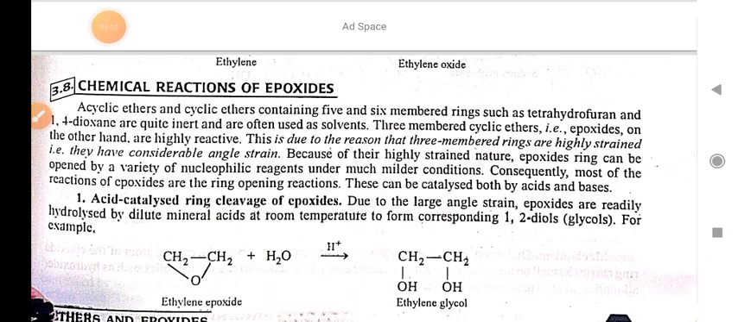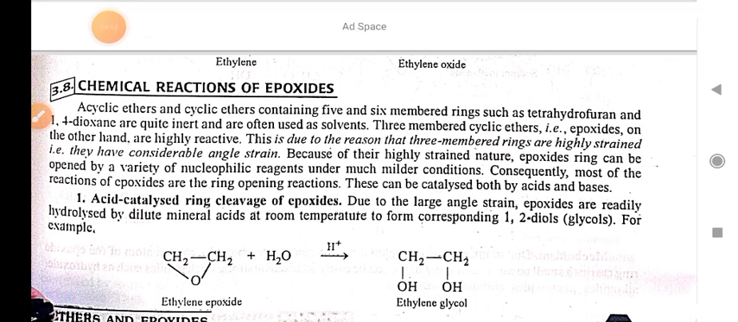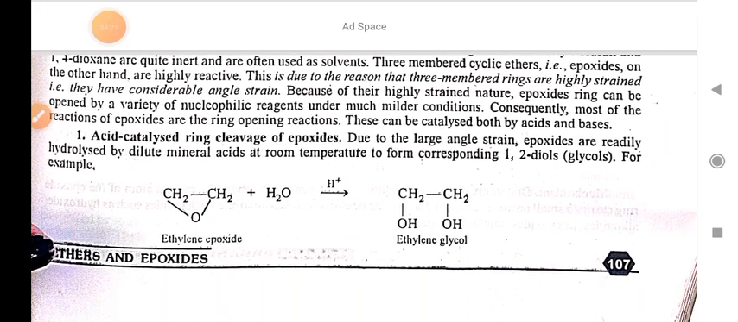Chemical reactions of epoxides. Cyclic ethers containing 5 or 6 membered rings, such as tetrahydrofuran and 1,4-dioxane, are quite inert and are often used as solvents. Three-membered cyclic ethers, that is epoxides, on the other hand, are highly reactive. This is due to the fact that three-membered rings are highly strained, that is, they have considerable angle strain. Because of their highly strained nature, epoxide rings can be opened by a variety of nucleophilic reagents under much milder conditions. Consequently, most of the reactions of epoxides are ring opening reactions.